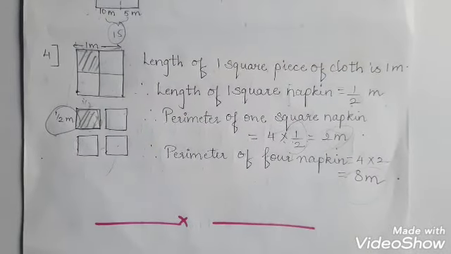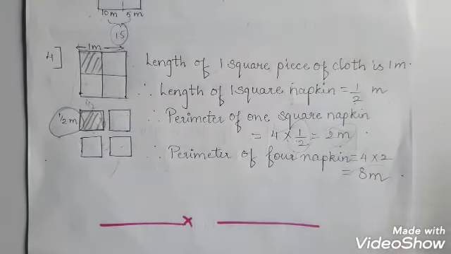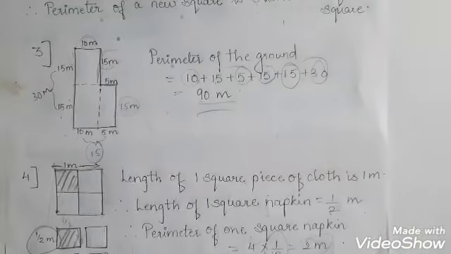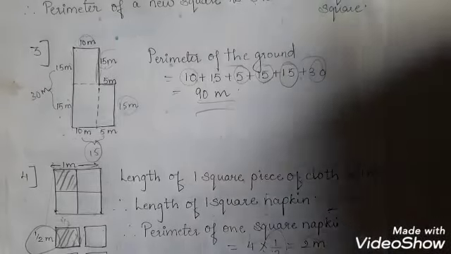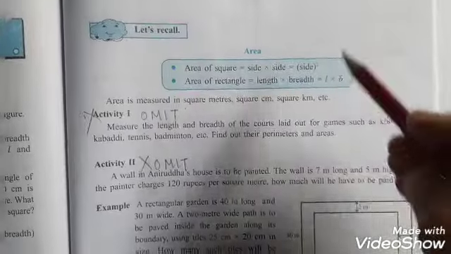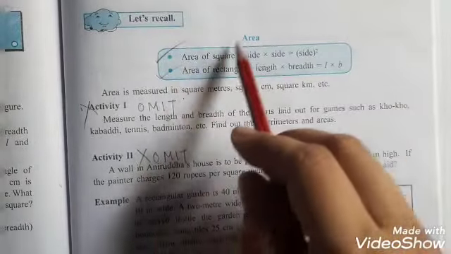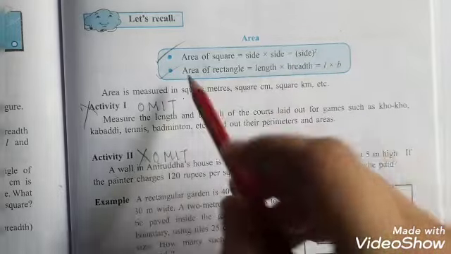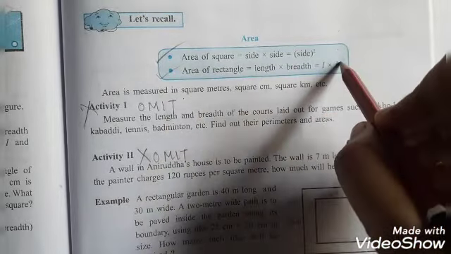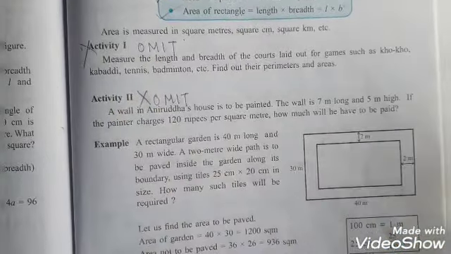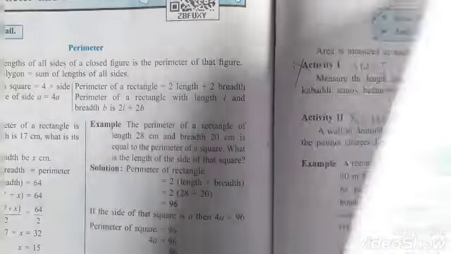Okay. So with this I have completed exercise 44. Now let us see the next part. I will just explain the next part. Page number 81. You have to learn the formulas. Area of a square is side square and area of a rectangle is length into breadth. Now the activities here, activity 1 and activity 2, have been omitted. So please make a note of that. Thank you.